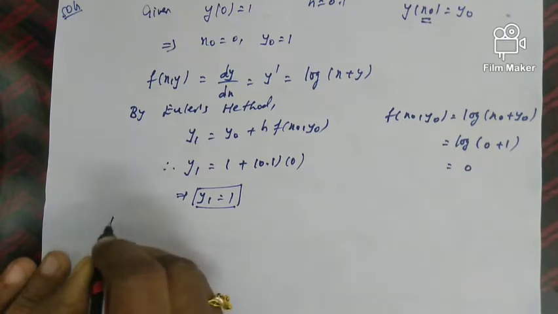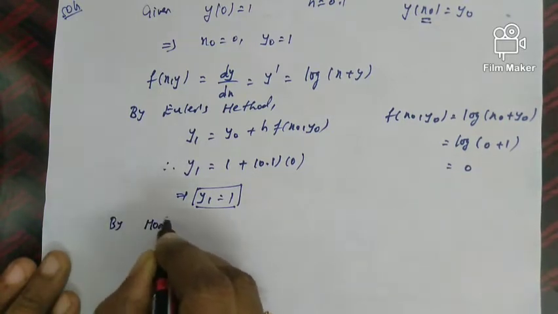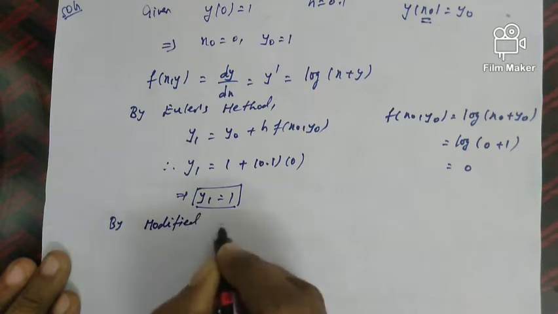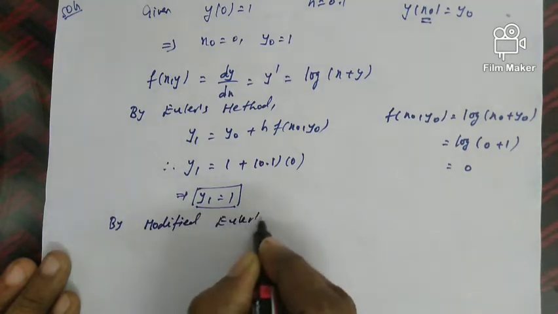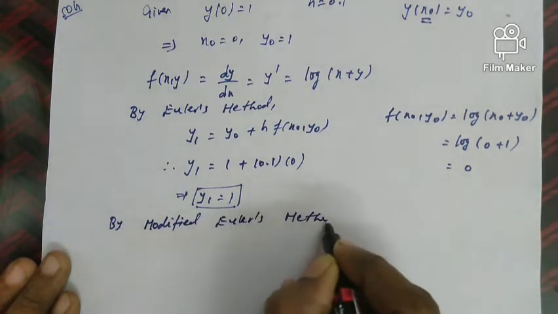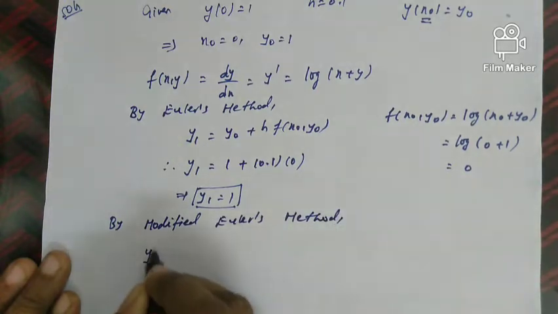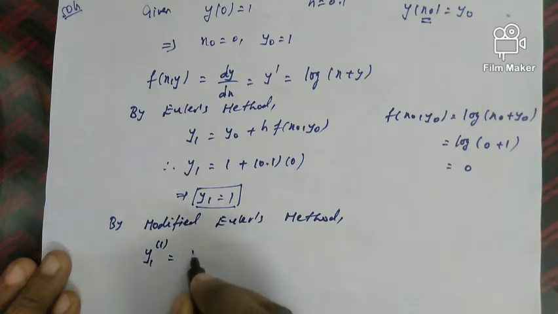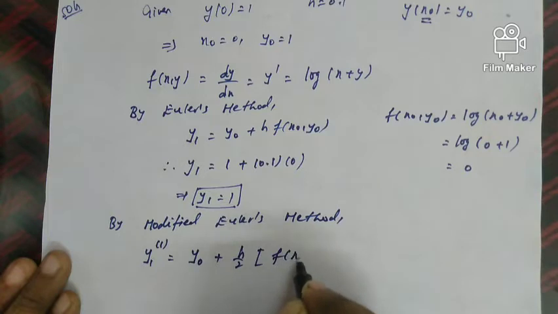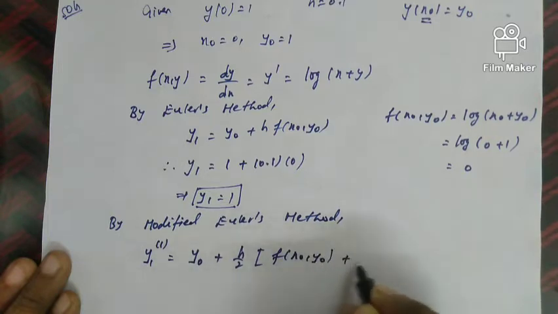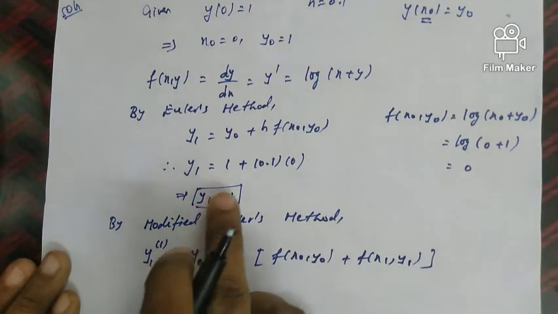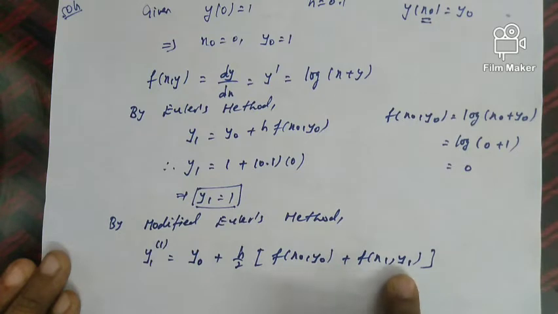Okay, so by modified Euler's method, what is the formula for y1? That is y1 of 1. Why are we mentioning this? Because of the iteration. First iteration, formula is y naught plus h by 2 into f of x naught y naught plus f of x1 y1. Here this y1 is nothing but the value we just arrived at by Euler's method. That value only we are going to substitute here.